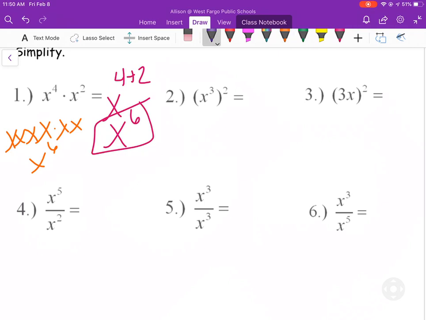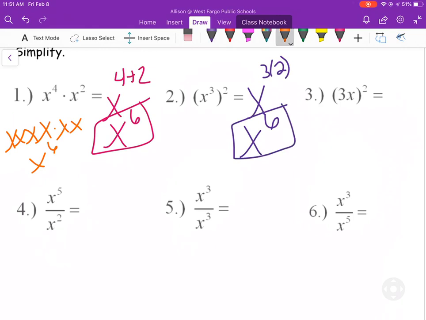Number 2 is power to a power. So you have a power raised to another power. The rule says then we multiply those exponents. So 2 times 3, we get x to the 6th again. You might ask yourself again, why does that work? Well, when you square something, x cubed squared, that really means that you take it times itself. So x cubed times x cubed, adding those exponents, you'd get x to the 6th. You have 3 x's here and 3 x's here.